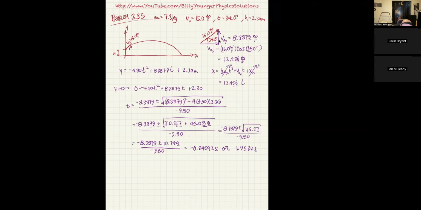The 7 and the 9 were not sig figs, so I had two decimal places. In this case it'd be 4 sig figs, so that's fine. Then divided by 3 would be 3 sig figs. So that's the number of sig figs. It should be 1.952. Now we can plug that in the x equation, and that's going to be 12.436 meters per second times 1.9522 seconds.